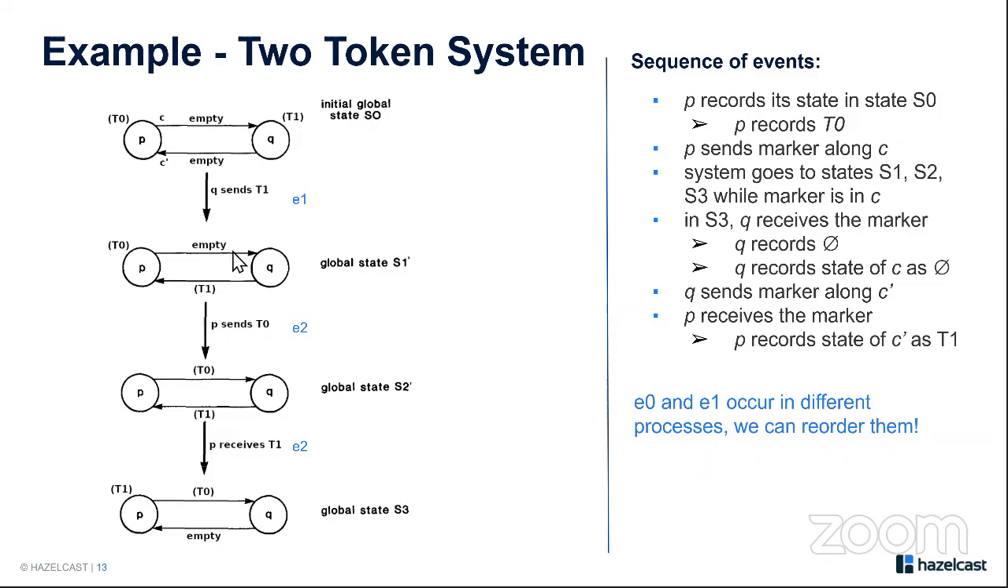We move it before it. We interchange these two events, because P sending T0 occurred after P recorded its state, because P recorded T0 as owning it. So it occurred after. And this state, this S1 dash, is the state that we have recorded.